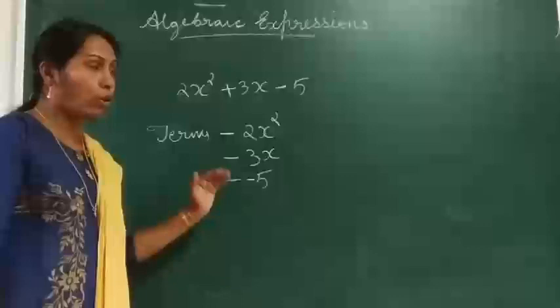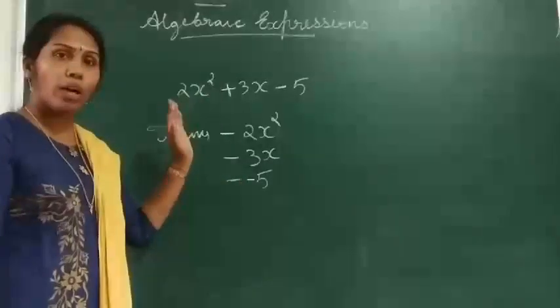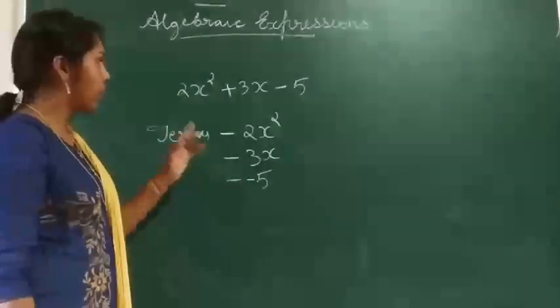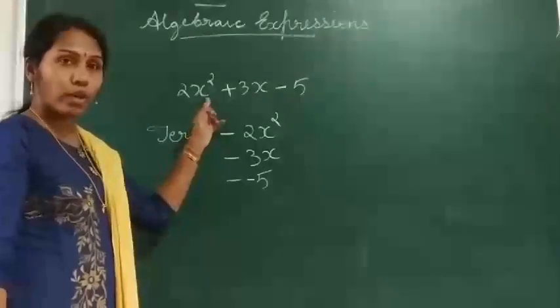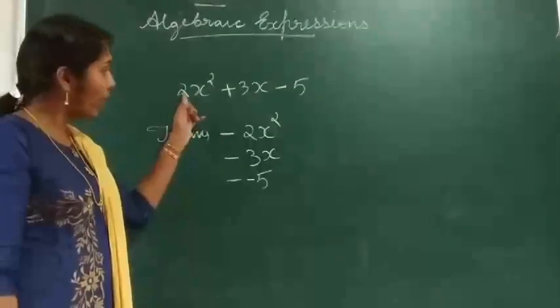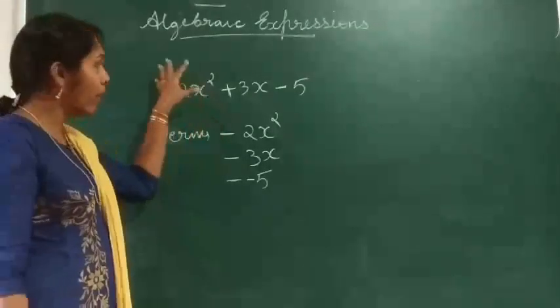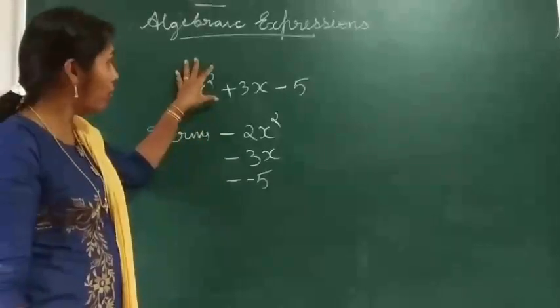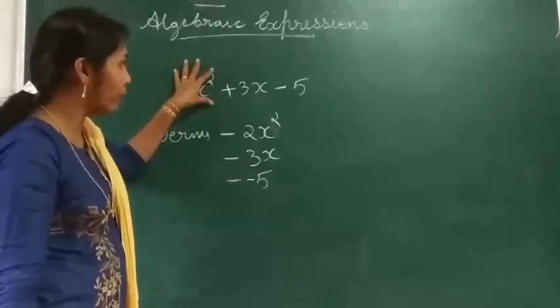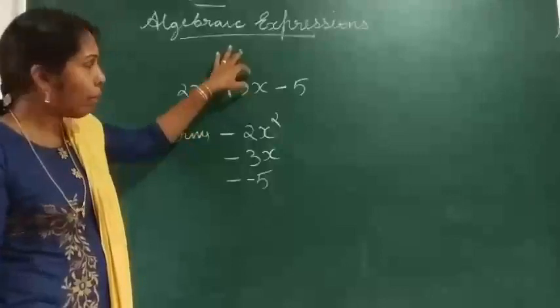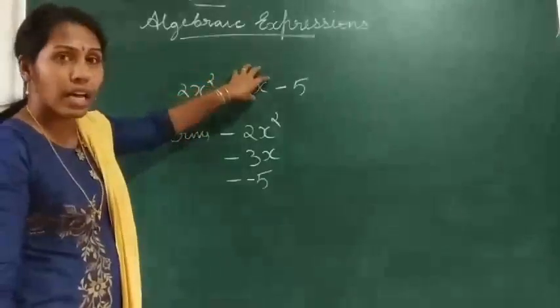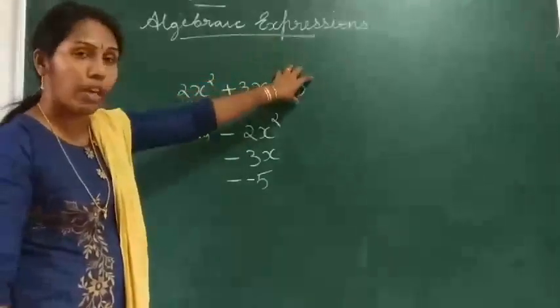In this we have to note down one thing: multiplication or division cannot separate terms. Here we have 2 and x square, 2 into x square. But 2 and x square are not separate terms. They form the same one single term, that is 2x square. And 3 into x we have, but we write 3x as the same term, and also we have 5.